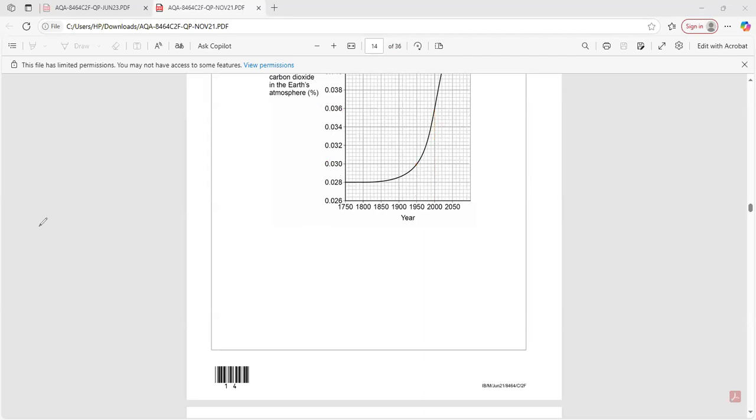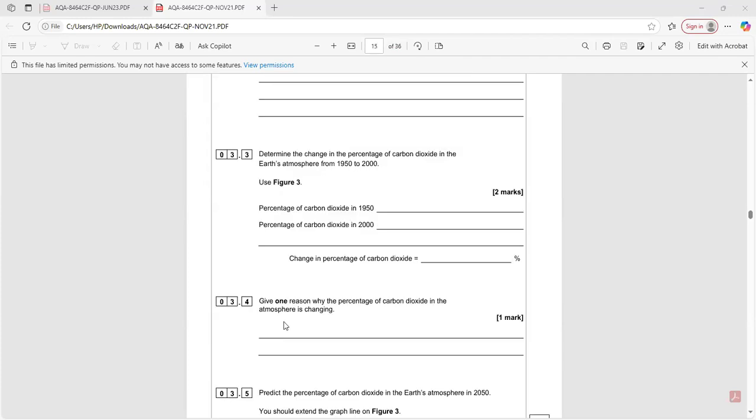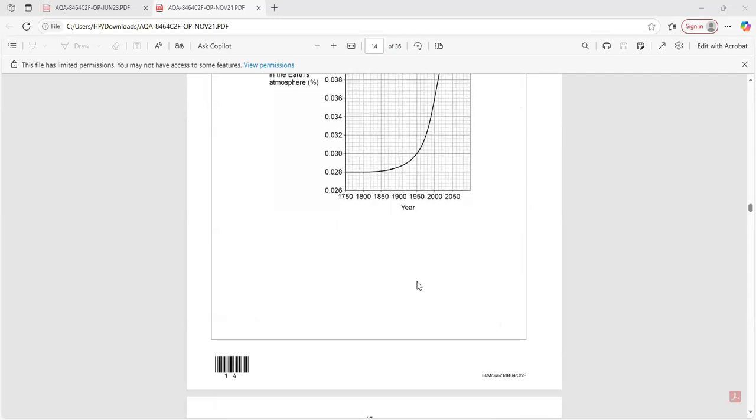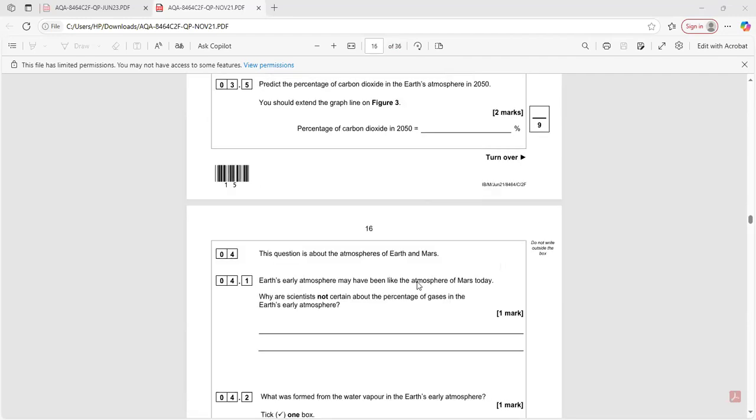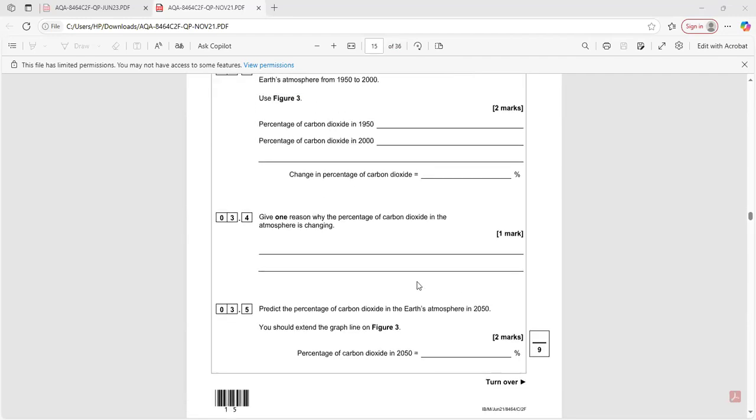Okay, 0.006. Okay, yes, it was 2000. So you just put your values and subtract. No. Okay, they said change in percentage. Yes, it's correct. Yes, 0.006. It now says give one reason why the percentage of carbon dioxide in the atmosphere is changing.